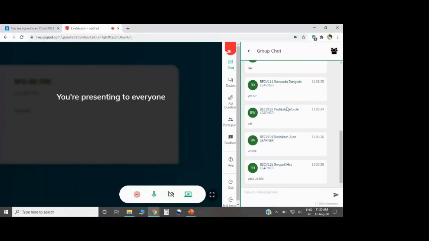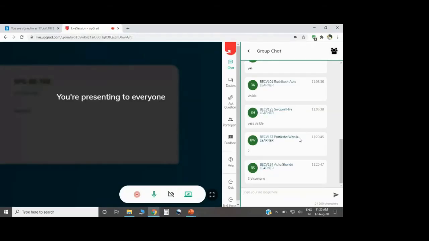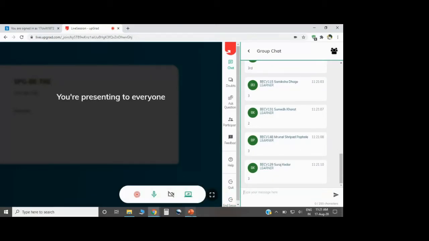Whatever your answers, just type them in the chat box quickly. I'll repeat my question: which of these three scenarios will you consider for analysis of OSD, to formulate or generate a formula for this OSD? Okay, one student is saying scenario 2, another is saying third, second. Okay, there are mixed answers. Some of them are saying the third one and some of them are saying the second one.